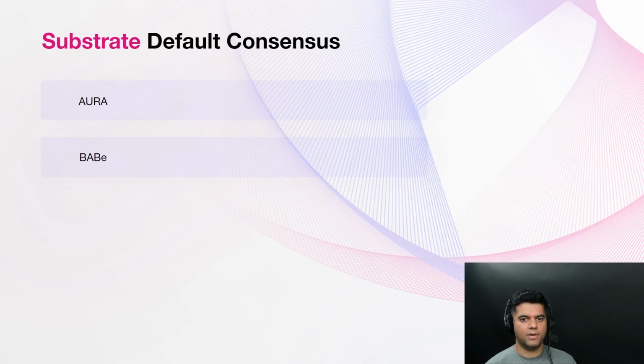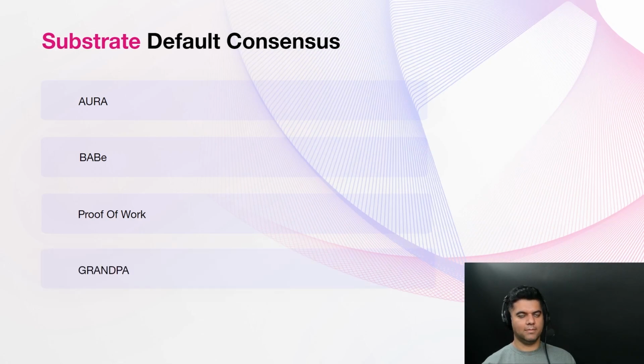Babe stands for Blind Assignment of Blockchain Extension. It's also a slot-based block authoring mechanism, but does it with a known set of validators and is typically used in proof-of-stake blockchains. The difference when compared to Aura is that Babe is based on the evaluation of a verifiable random function. Proof of work is not slot-based and does not require a known authority set. In proof of work, anyone can produce a block at any time, so long as they can solve a computationally challenging problem.